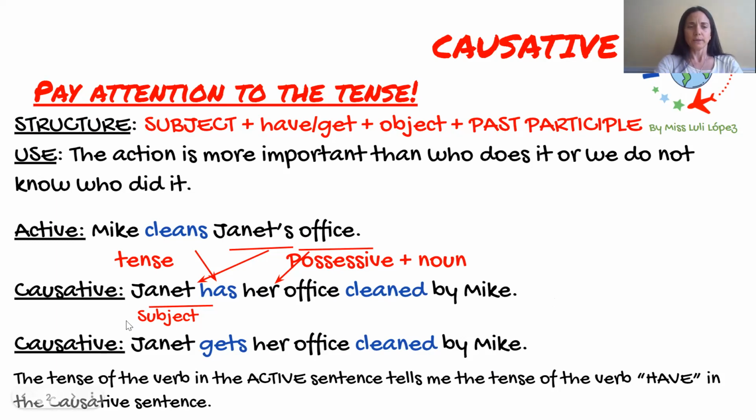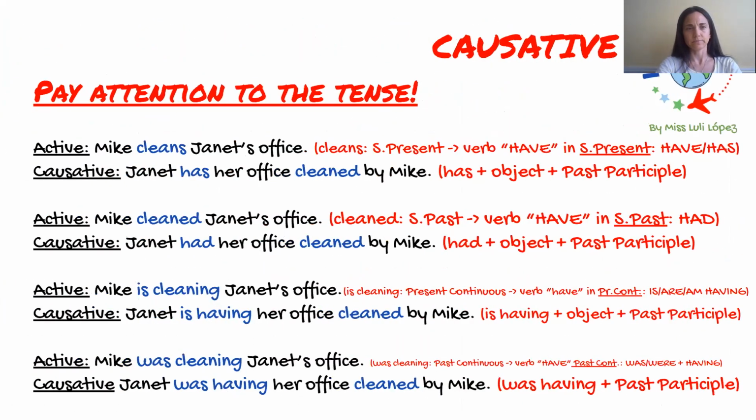Another way could be, in the causative, Jeanette gets her office cleaned by Mike, yes? So gets, it's also in simple present because the verb cleans is in simple present. So the tense of the verb in the active sentence tells me the tense of the verb have or the verb get in the causative sentence. Now, we have many examples for you to make really clear how this works.